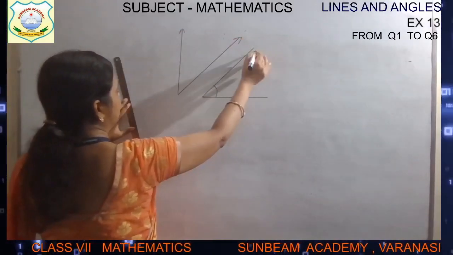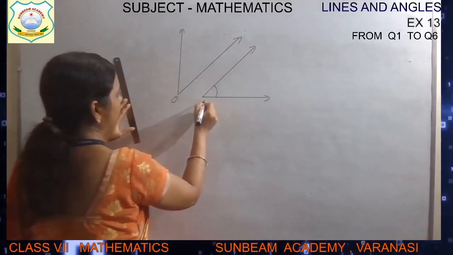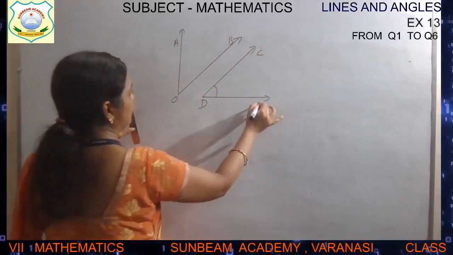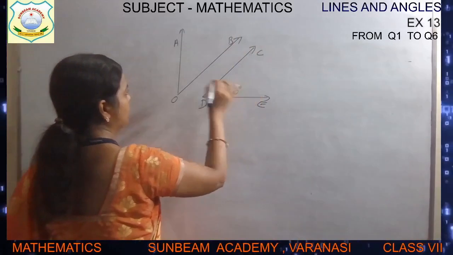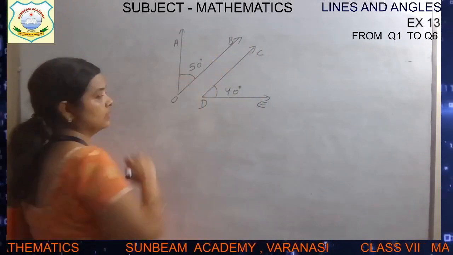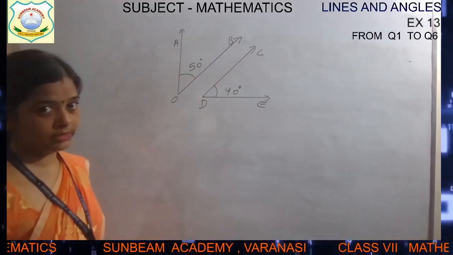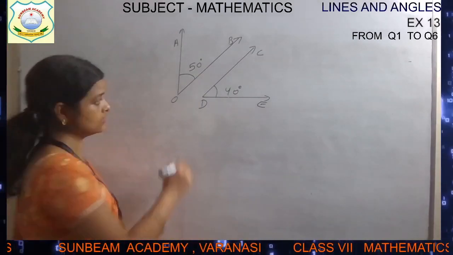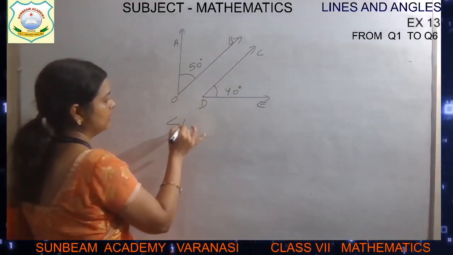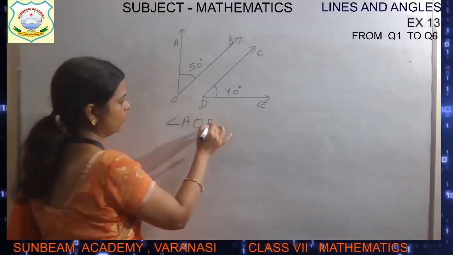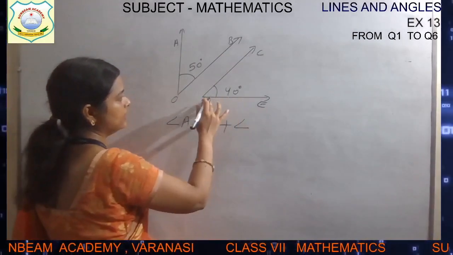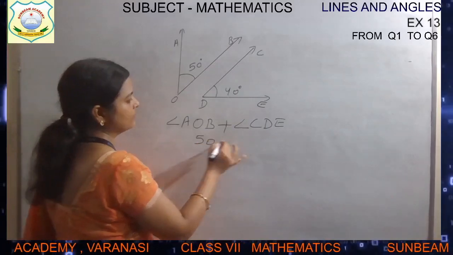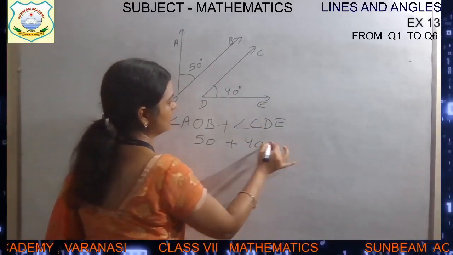Now these are two rays, making angles AOB and CDE. This one is near 40 degrees and this is 50 degrees, children. There are two angles I have drawn in front of you. And what is the sum of these two angles? No need to write the values first. Write down the angles: angle AOB plus angle CDE. AOB is 50 degrees and CDE is 40 degrees. Their sum is 90 degrees.